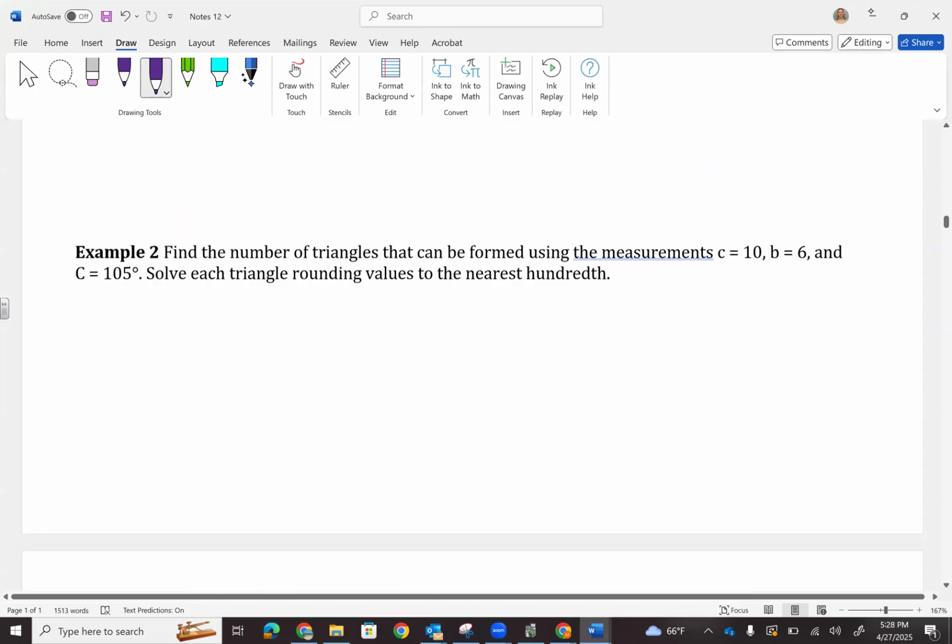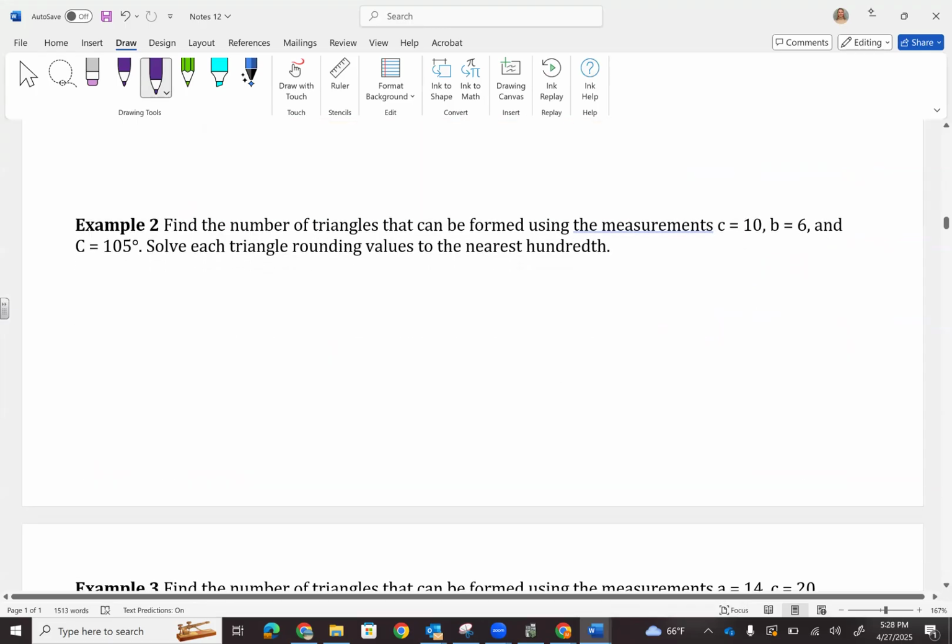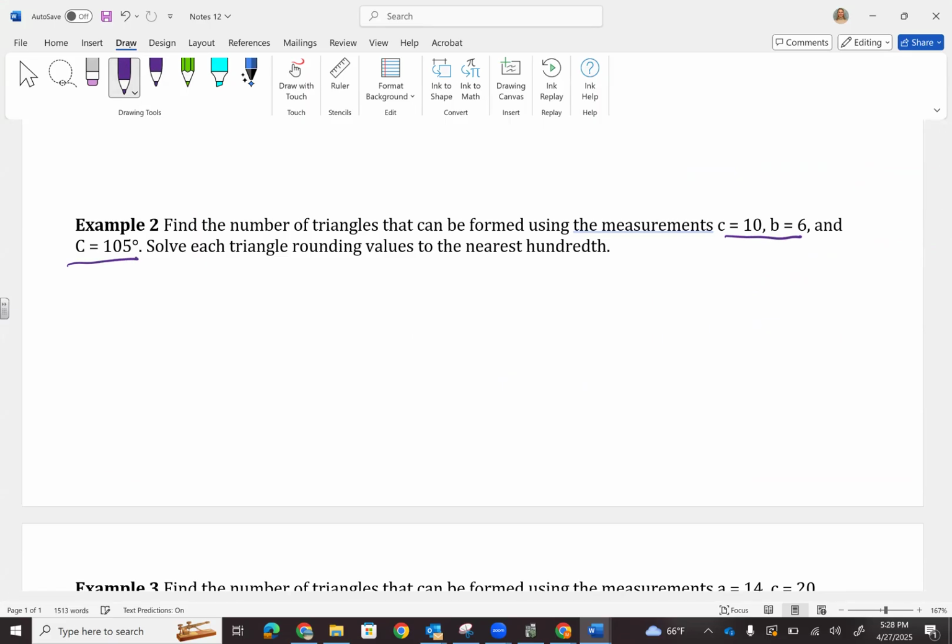So example 2, find the number of triangles that can be formed with these. And so I always say, okay, you've got two sides and an angle. And notice we do have a pairing. We have a side with a related angle, so we can do the law of sines. That means it is angle side side. Again, if we didn't have a pairing, like it was angle A, side C, side B, where nobody matches, you would do the law of cosines, which you haven't learned yet, unless you remember it from last year.